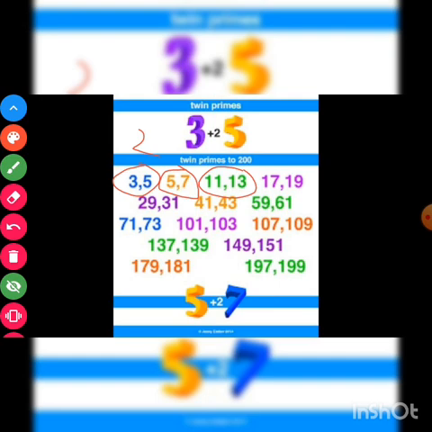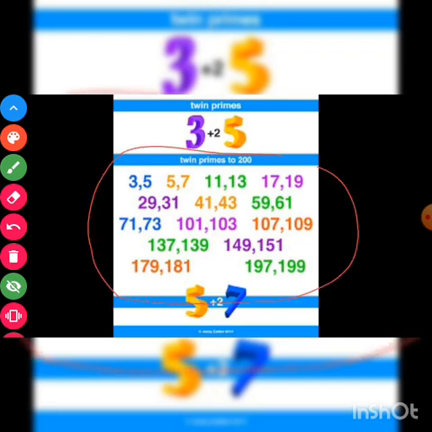Similarly, 17, 19; 29, 31; 41, 43; 59, 61; 71, 73; 101, 103; 107, 109; 137, 139 and so on. These all are twin prime numbers. They have a difference of 2.